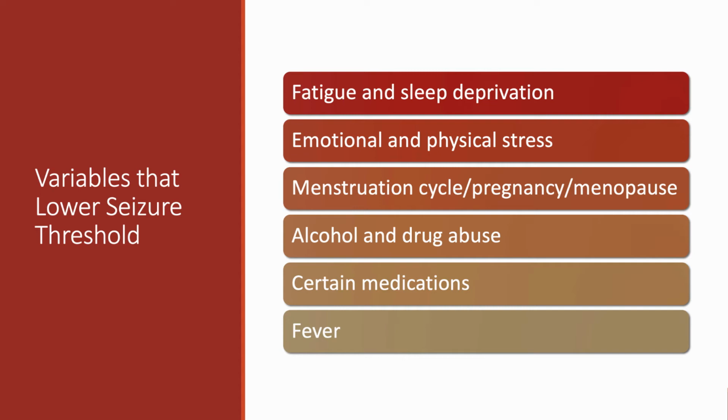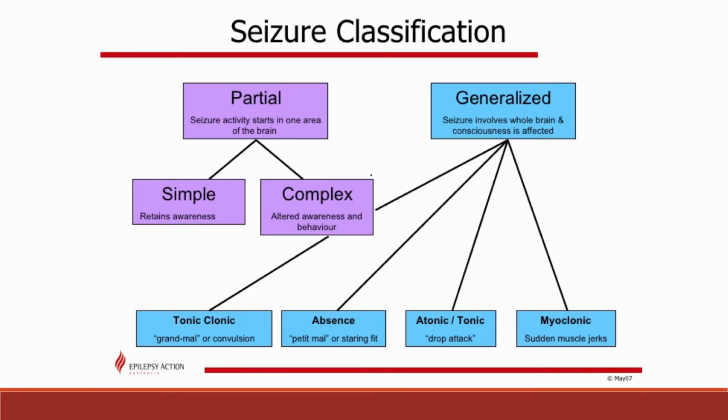Pregnancy. It's funny, when you have these problems before you're pregnant, it seems that when you're pregnant, they all go away. Or if you didn't have any of these problems before you were pregnant, then you get pregnant, now you have problems. It's weird. I don't understand that. Menopause can also be a contributor. Alcohol and drug abuse, as we talked about. And fever. We all know about kids having febrile seizures. Well, it can happen in adults too, although it's not benign when it happens in adults.